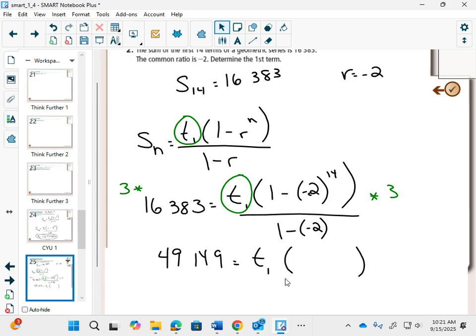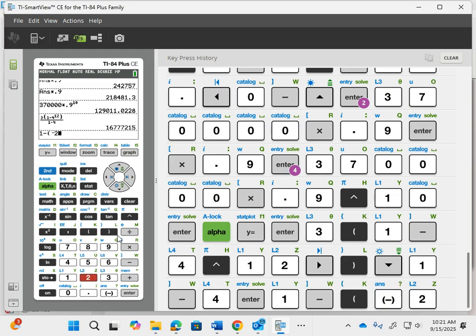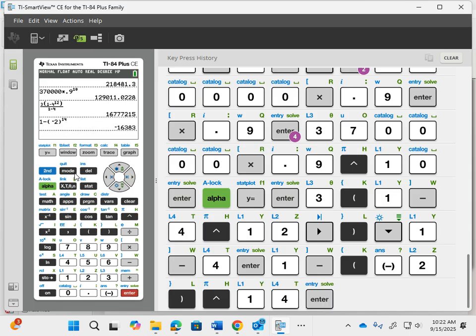I'm going to type that into my calculator all at once. Again, I'm going to show you some common mistakes that can happen in this. So first I'm going to do it right. I have in brackets 1 minus bracket -2 to the exponent of 14. I push enter. Notice here that I have a subtract sign. On my graphing calculator, the subtract sign and the negative sign are different. The negative sign is to the left of the enter sign. So I get -16,383.